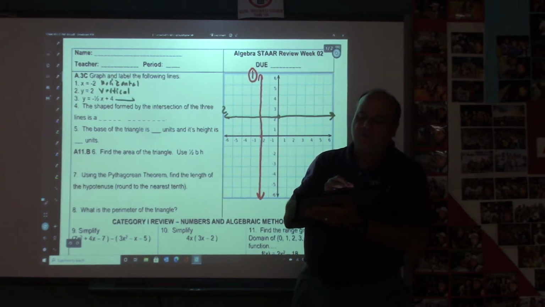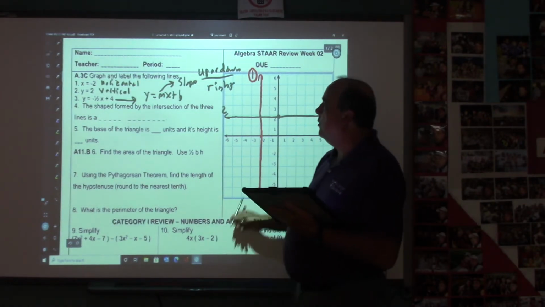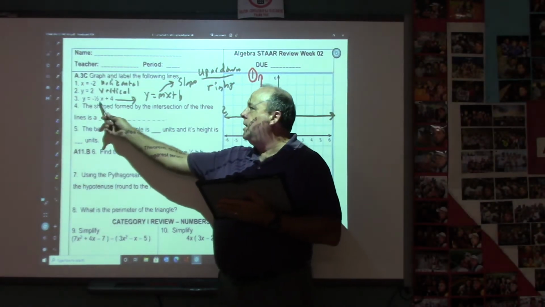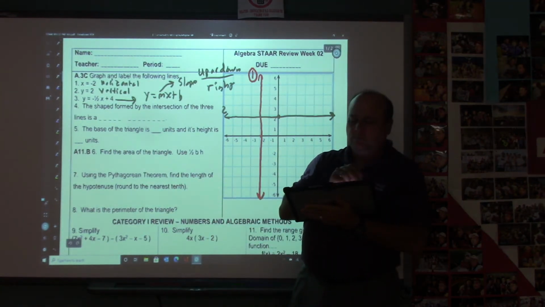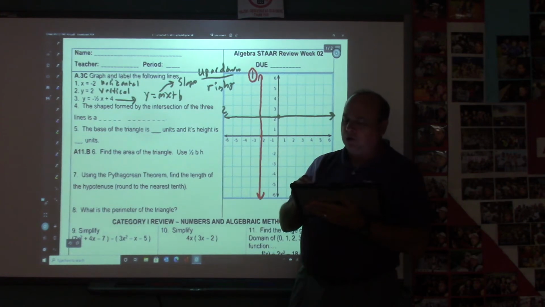And then remember, this right here would be y equal mx plus b. The m is the slope, and the slope tells you up or down over right. Okay, so let's go through and do this one. This one right here, the starting number would be 4. So let's go and graph this one. I'll graph it in purple. So our starting number is 4.